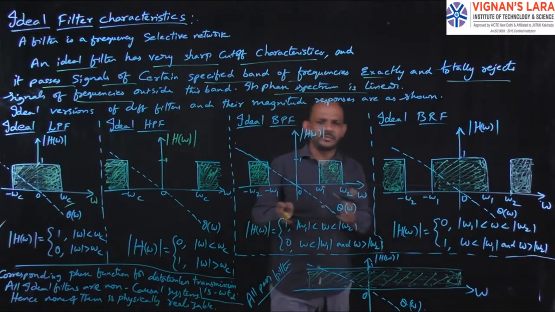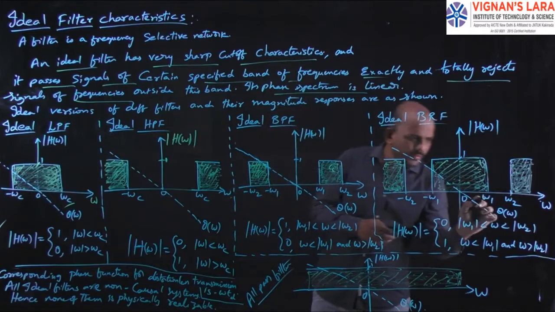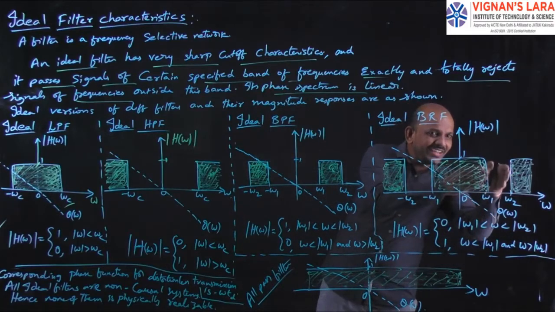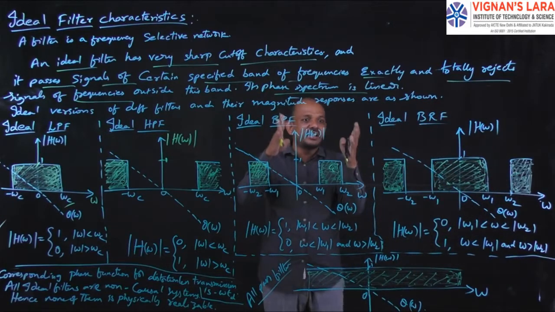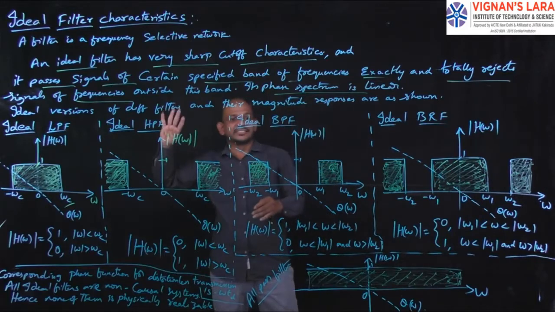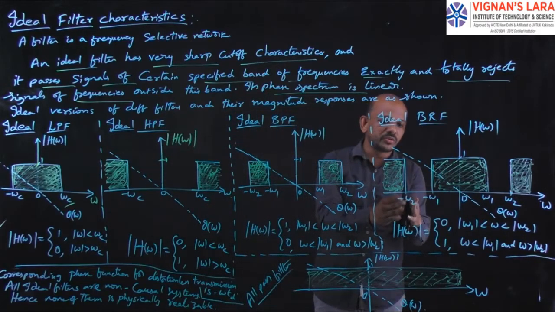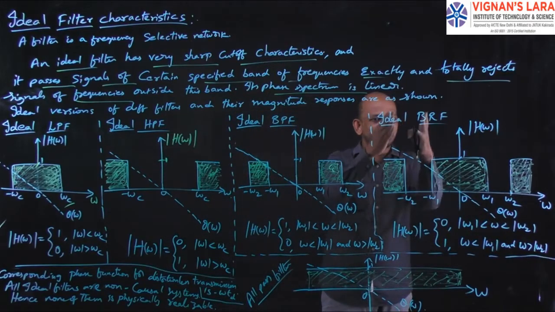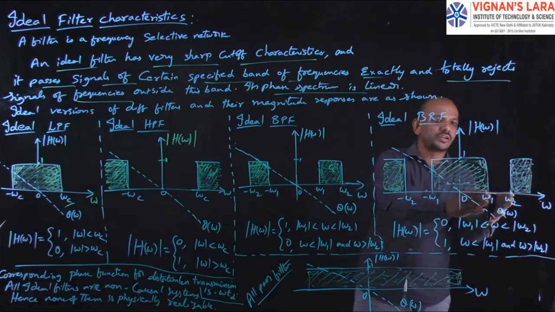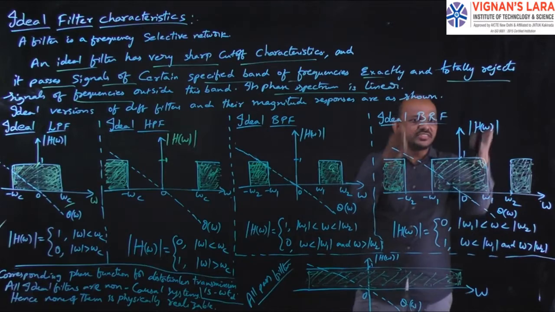Consider same band, omega 2 and omega 1. So here omega 1 and omega 2. Between this band, it will reject all the signals. In that band of frequencies, it will reject all the signals. That is between minus omega 2 to minus omega 1, all the signals will be rejected, and between omega 1 to omega 2, all the signals will be rejected. In the last case, in these frequencies, the signal is passed.